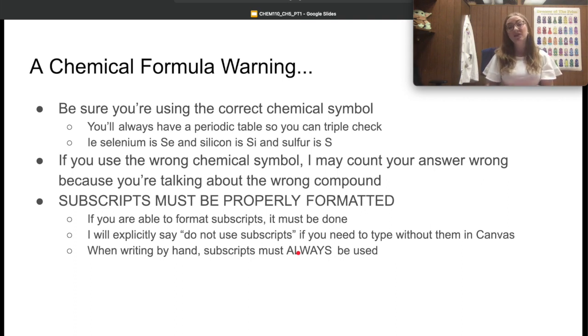And one of the most important things I think you can do this semester in an introductory chemistry class is to learn how to use the periodic table. So please use it as your reference, use it as a tool. It's there for your guidance.